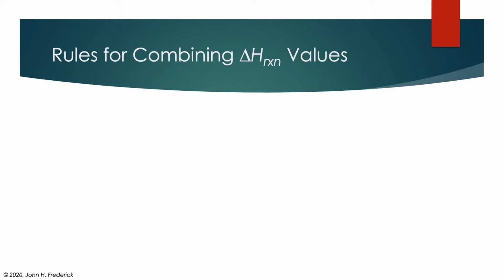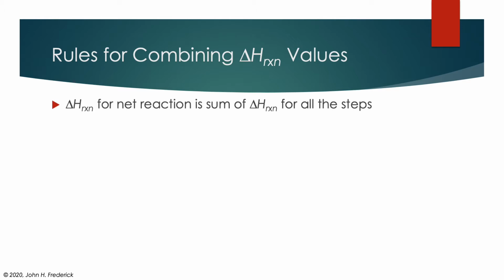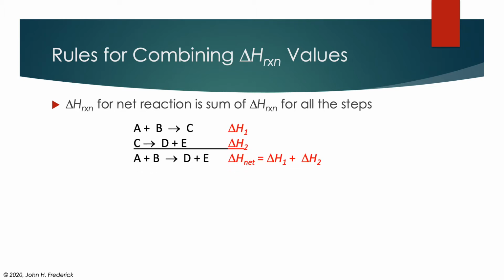So let's talk about some rules for combining the enthalpy changes for different reactions. The enthalpy change for a net reaction, that is, a reaction that is made up of several reaction steps, is simply going to be the sum of the enthalpy changes for all of the steps. So for example, if we have a reaction system that looks like this, it's very abstract, but I think you can see that it's basically two reactions added together to get a net reaction, and the enthalpy change for the net reaction is just going to be the sum of the two. This is very similar to what we did in another video where we talked about the same kind of thing for forming ethane from its elements.